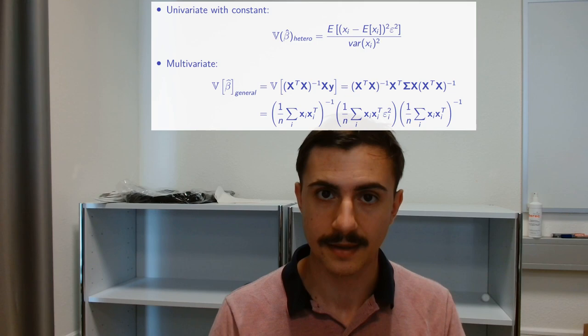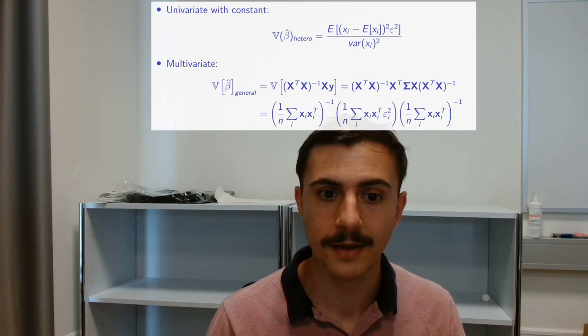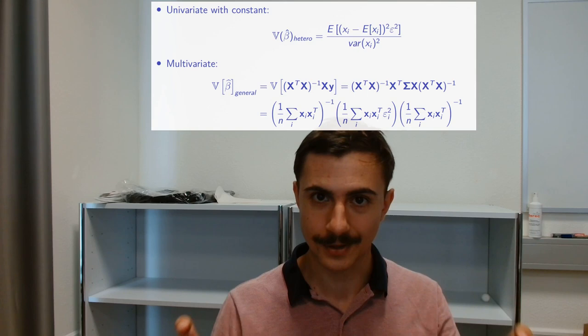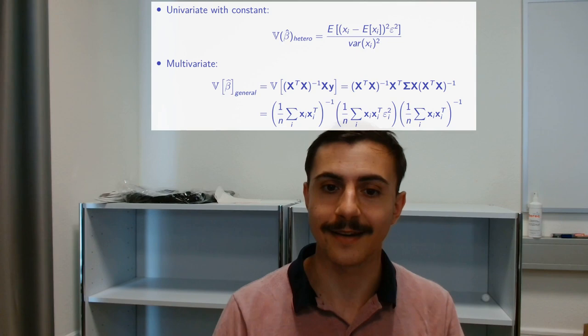Now, the main question is, how do we estimate the big middle bit in this formula? Small fun fact, this whole formula is usually called a sandwich form in econometrics. You've got these two terms by the side. Those are the bread. And the thing inside is the meat, or your favorite topping. Yummy, isn't it?